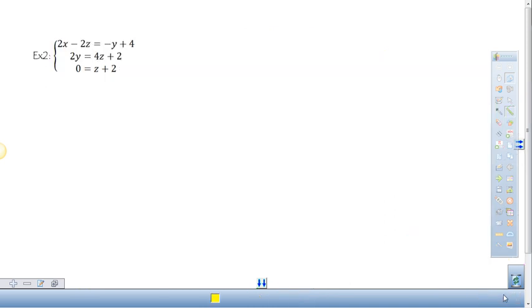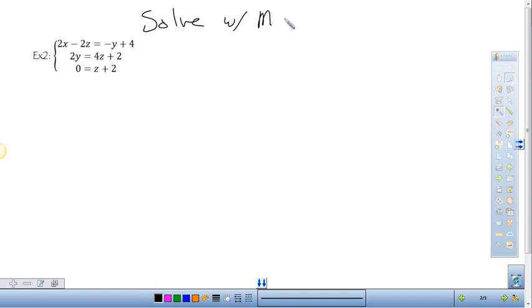All right. Let's try this guy. So one thing that you are going to see is you're going to have to solve things algebraically, but you can solve them with matrices, which is why this is in this unit. So, solve with matrices. And a word that you are going to see is augmented. Okay?